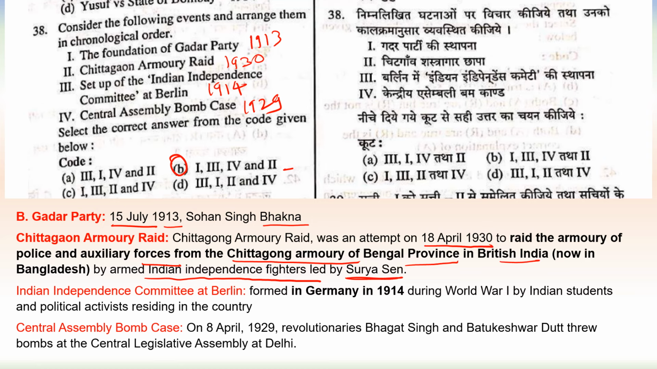Next one, Indian Independence Committee at Berlin. This was formed in Germany in 1914 during World War I by Indian students and political activists residing in Germany. Central Assembly bomb case happened on 8th April 1929 by revolutionaries Bhagat Singh and Batukeshwar Dutt. They threw bombs at the Central Legislative Assembly at Delhi.